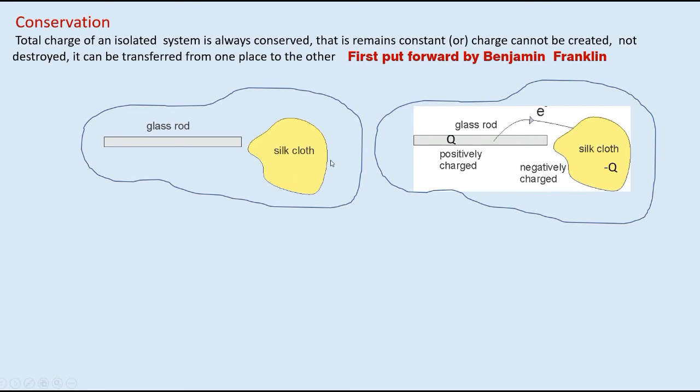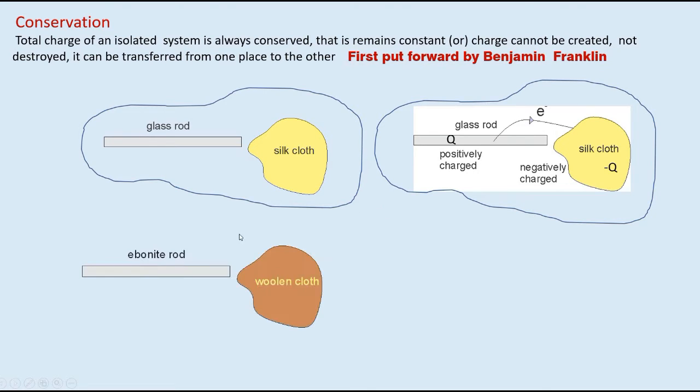Here what is the total charge? 0, before the rubbing phenomenon. Now what is the total charge? 0, plus Q and minus Q. So the total charge is 0, either before the rubbing process or after the rubbing process. Okay, it is in accordance with the law of conservation of charge.